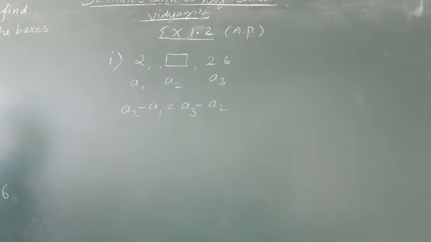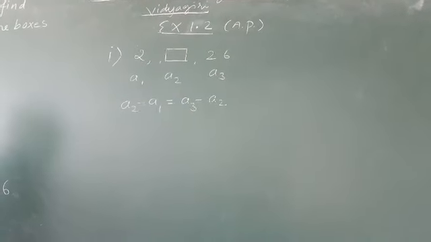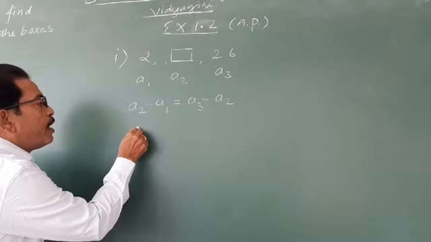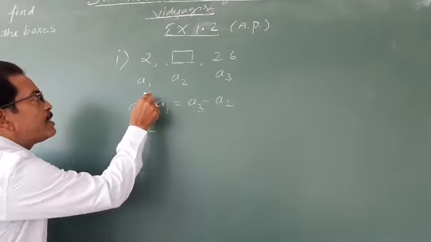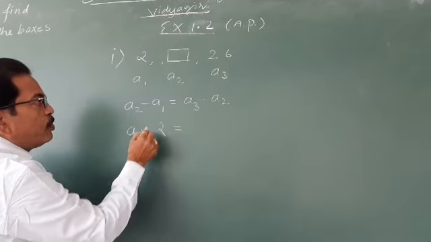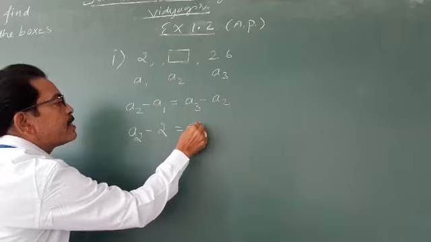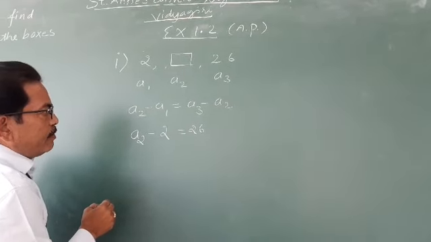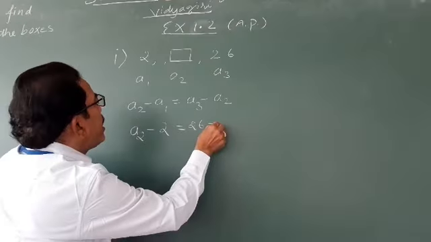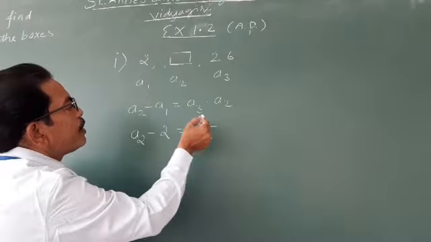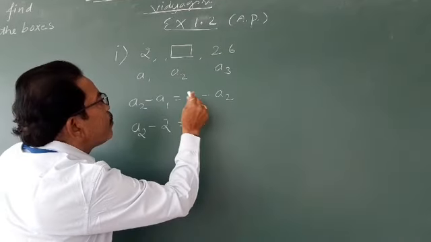A2 minus A1 equals A3 minus A2. A2 we do not know. A2 minus A1, that is 2, equals A3, 26, minus A2. Then A2 is 22.